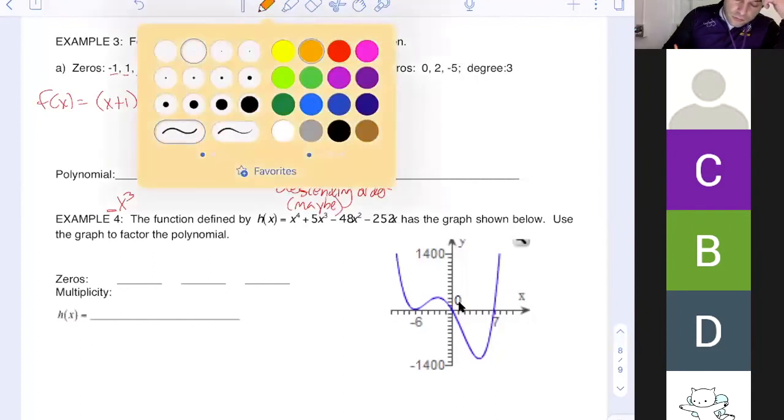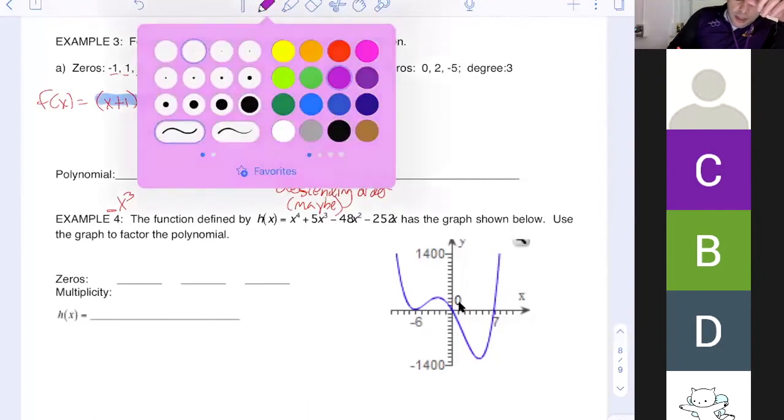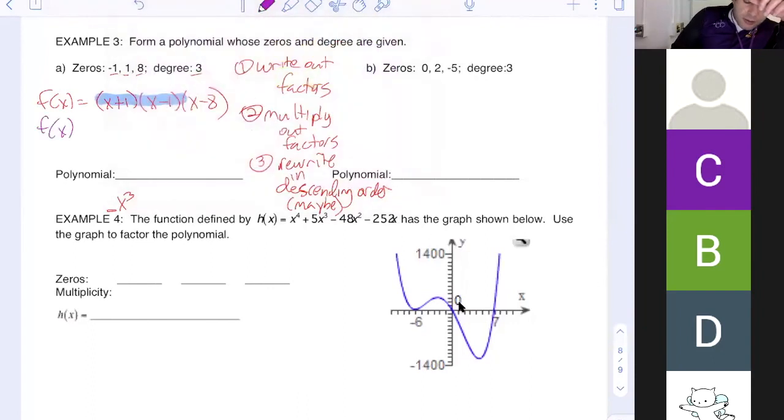So looking at this, it seems like it's a lot of work. It's not really that much work, especially because with multiplication, you can rearrange the order and make it more convenient. The way it's written here is pretty convenient. x plus 1 times x minus 1, we know that's a difference of squares. So that's just going to be x squared minus 1 times x minus 8.